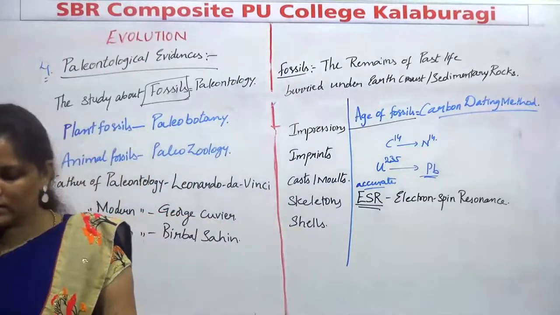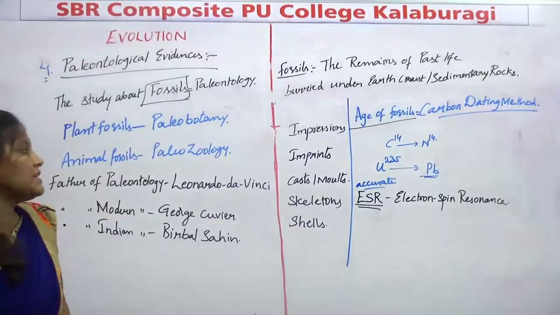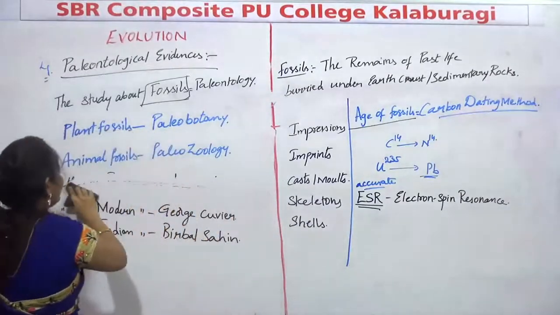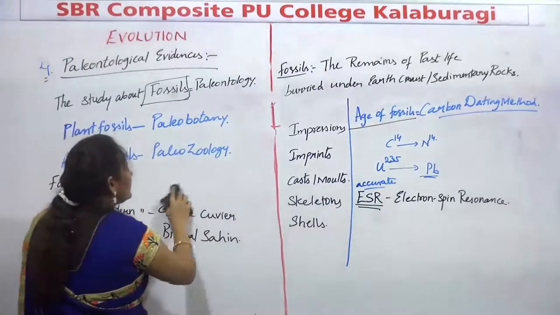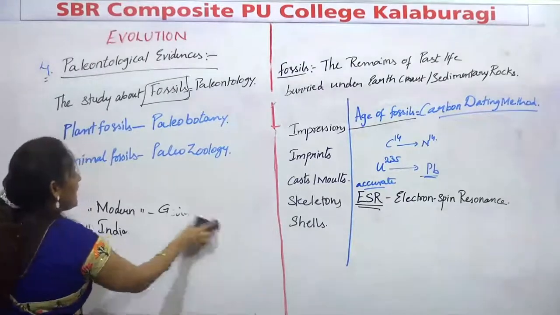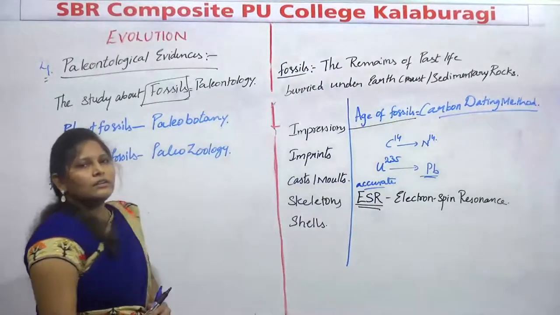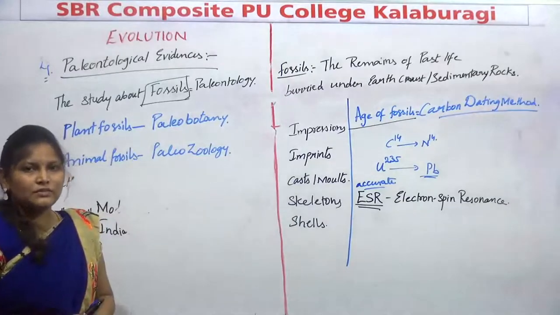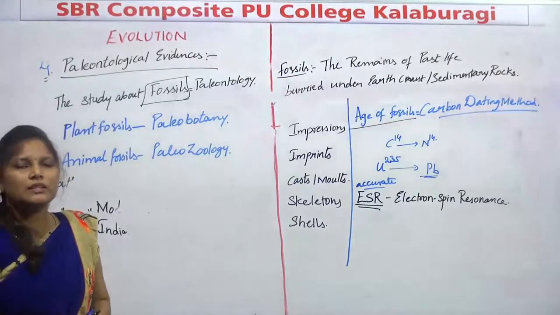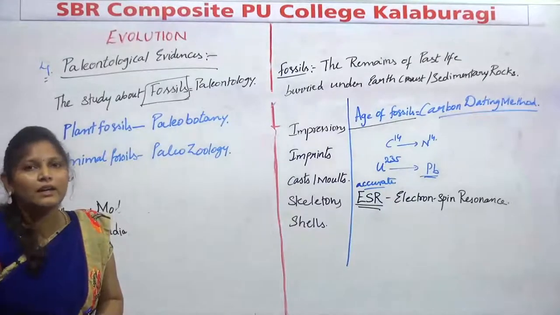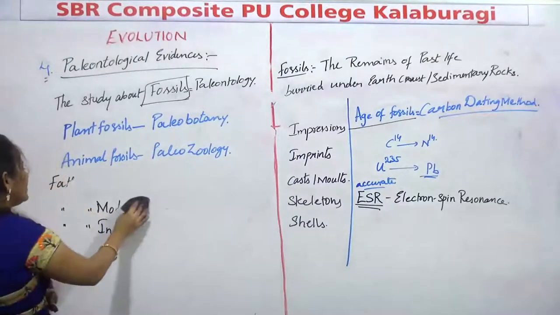In these fossils, we will come across the missing links. What we have discussed, connecting links are organisms which have the characteristic features of two different groups. Whereas missing links also possess the characteristic features of two different groups, but they are completely extinct. What are those features?